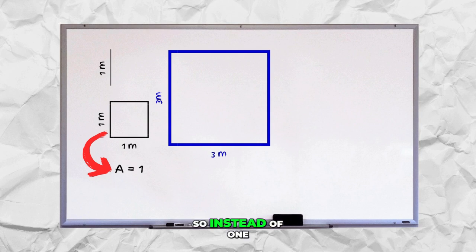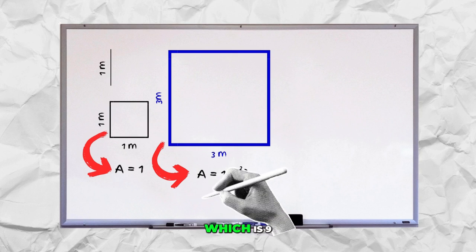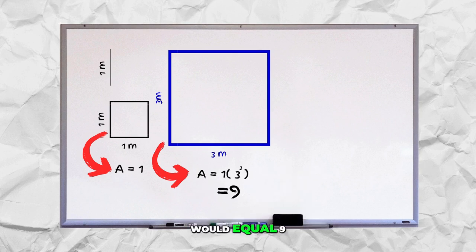Let's say I were to triple my side length. So instead of 1 to 2, I go from 1 to 3. Now if I were to go to 3 meters, as you can see, my original area would be multiplied by 3 squared, which is 9. So my new area would equal 9.